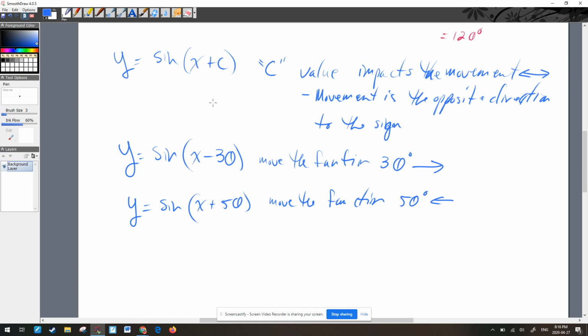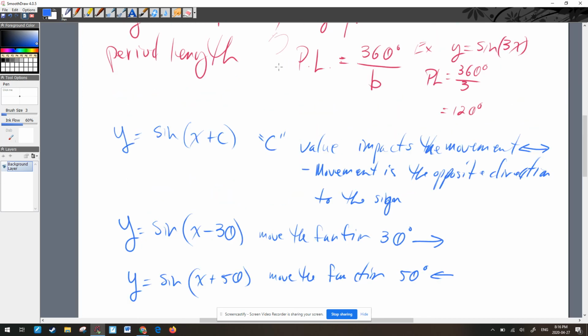So what this is called, the c value is what impacts, actually it's the whole thing. This whole thing is going to impact the phase shift. Now, phase shift is just a fancy way of saying how much we move left and right. So the movement left and right.